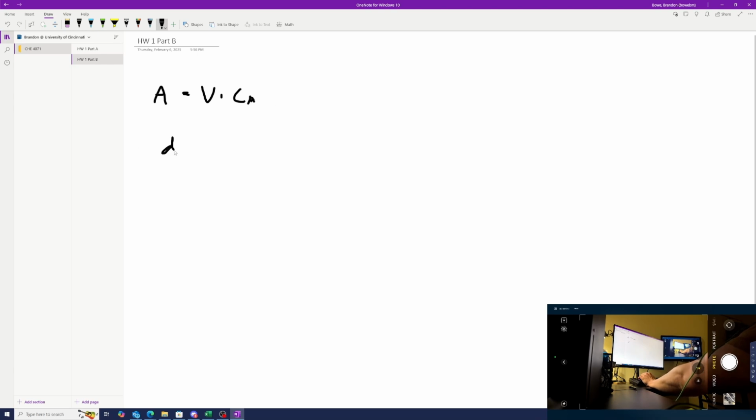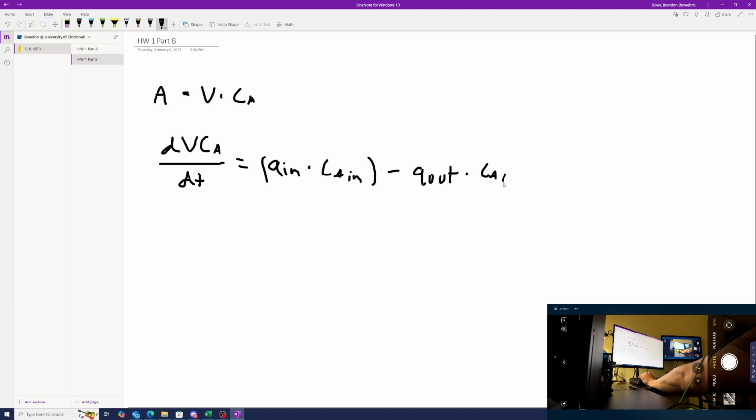Therefore, the change in the volume times concentration of A with respect to time is going to be equal to our Qin times our CAin minus our Qout times our CAout.